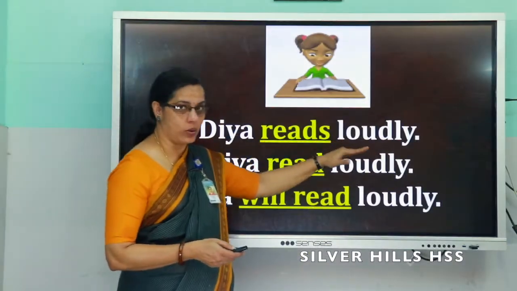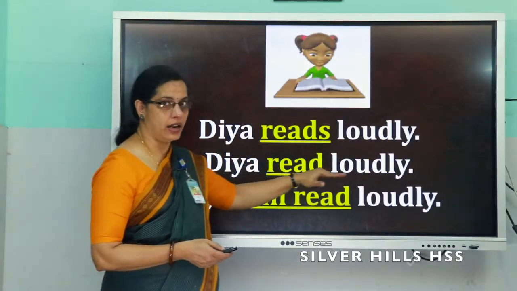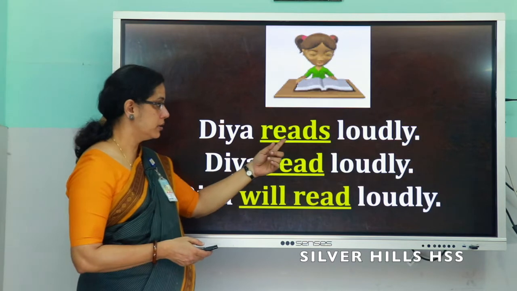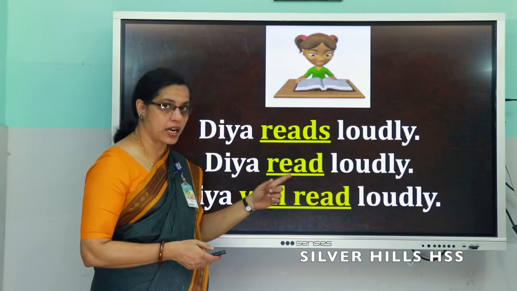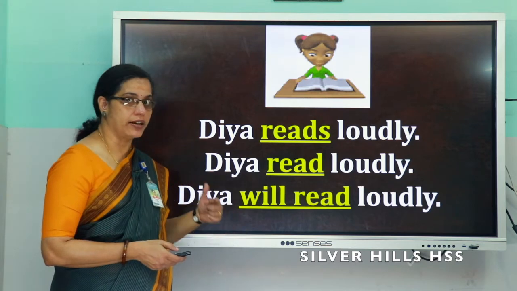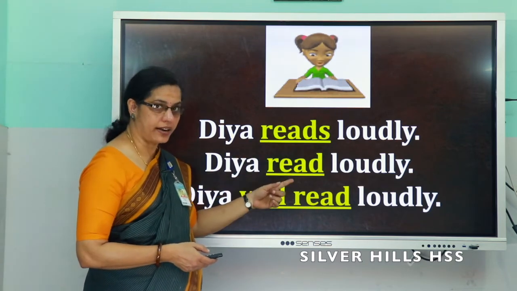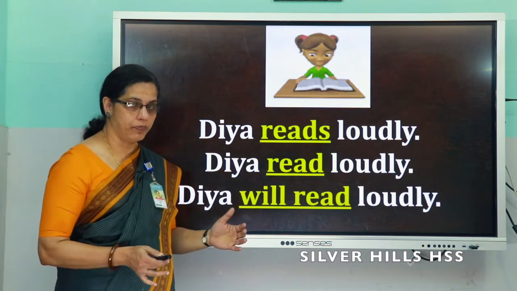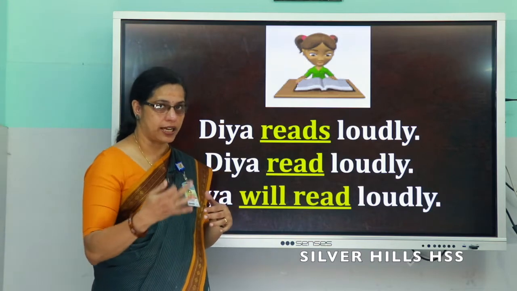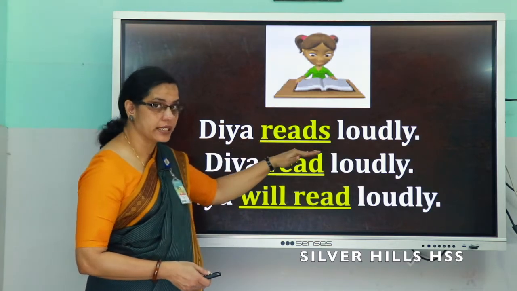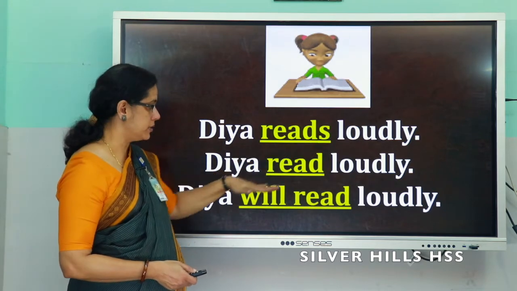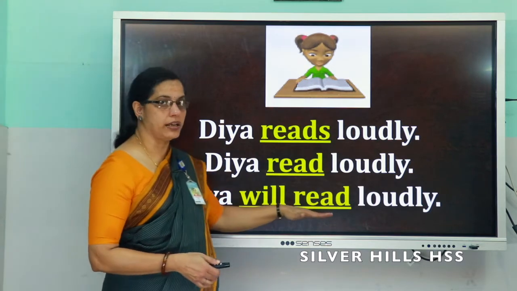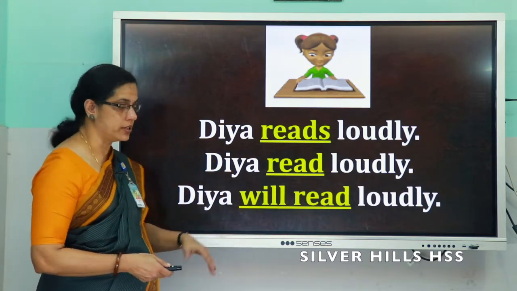Diya reads loudly. Diya read loudly. Diya will read loudly. So, here see, even though the spelling is R-E-A-D, the pronunciation is different. Reads, read. R-E-A-D. Even though the spelling is the same, we pronounce it as "red" in past tense. So, Diya reads loudly, that is present tense. Diya read loudly, that is past tense. Diya will read loudly, that is future tense.